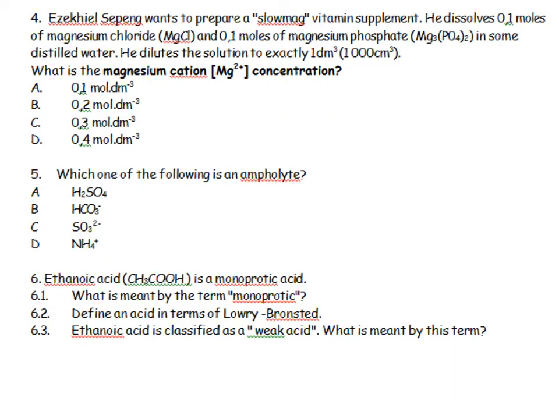We've got Ezekiel Saping, and he wants to prepare a Slomag vitamin supplement. He dissolves 0,1 moles of magnesium chloride and 0,1 moles of magnesium phosphate in water. He dilutes it to exactly 1 decimeter cubed. What is the magnesium ion concentration? So what have I got? I have got MgCl2 and that was 0,1. And that means that when that splits up, it's a 1-to-1 ratio. I will have 0,1 moles of magnesium 2 plus ions.